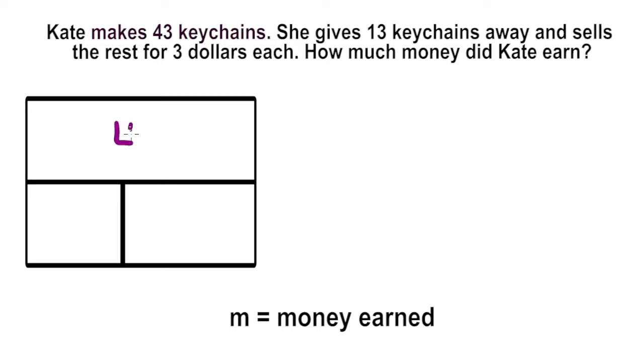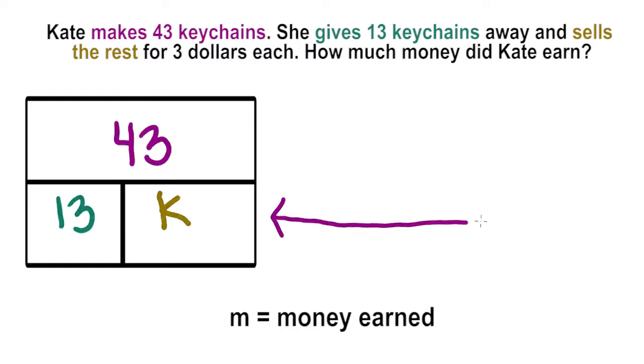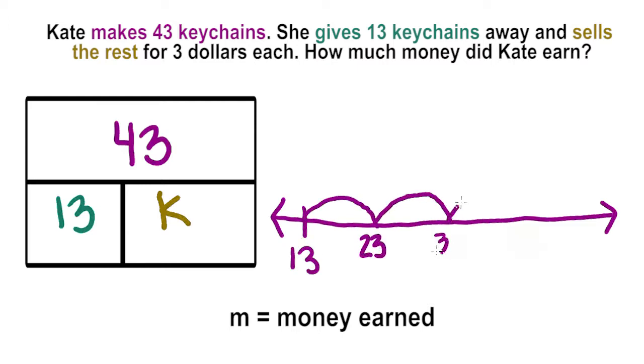She had a total of 43 keychains and gave away 13. 13 plus K, this time representing the keychains she sold, equals 43. I can use a number line to solve. I will count how many jumps I need to take in order to get from 13 to 43. I will take 3 jumps of 10, which is a total of 30. This means Kate sold 30 keychains.